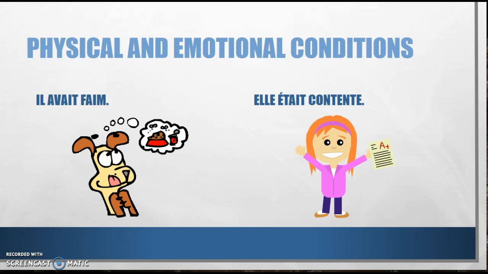Physical and emotional conditions. So, for example, il avait faim. He was hungry. Elle était contente. She was happy. So, anytime you want to tell me about your feelings of any kind in the past tense, you're going to use the imparfait.